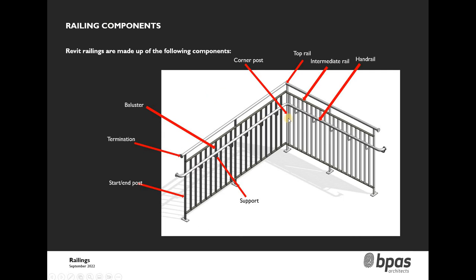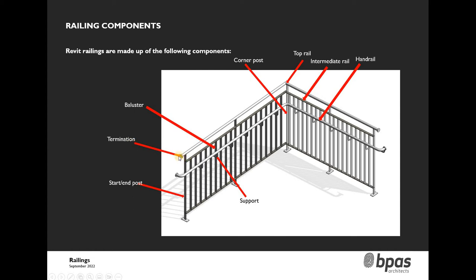Okay, so I just made this diagram. This is the railing we'll be creating in this tutorial. The railings are made up of the following components that I've shown. As you can see over here, you've got a baluster, and the balusters are the vertical members of the railing. They are created as 3D families and then brought into the Revit project to be hosted in a rail system. And you also have terminations.